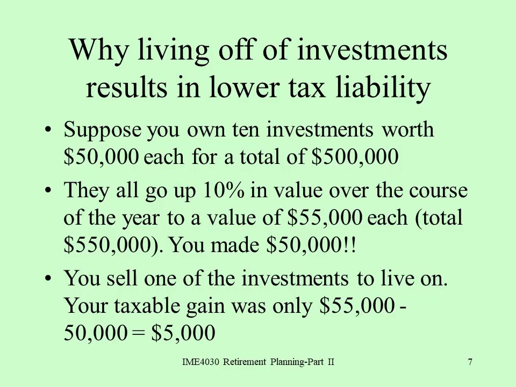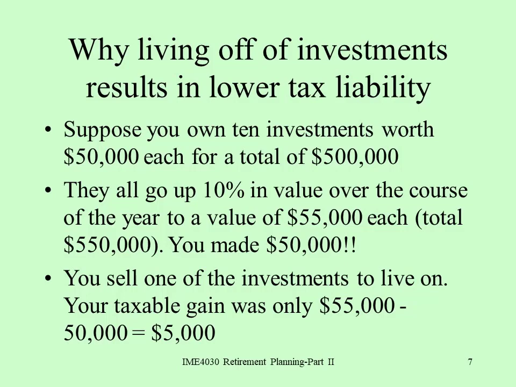Suppose you own 10 investments. They're each worth $50,000 for a total of $500,000. Let's say that each one of those goes up 10% in value over the course of a year. So they go from $50,000 to $55,000 each. That's great. Now your investments are worth $550,000. That's an increase in your assets of $50,000. So you've now made $50,000 over that year.